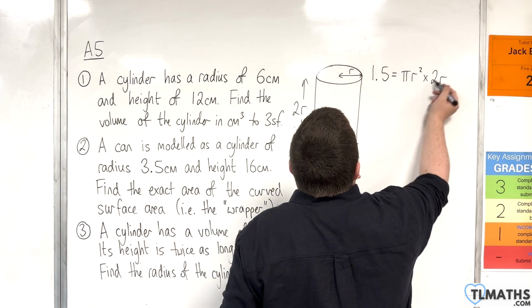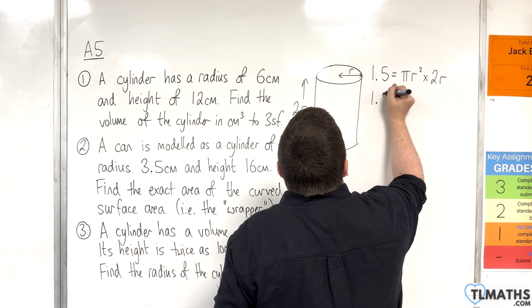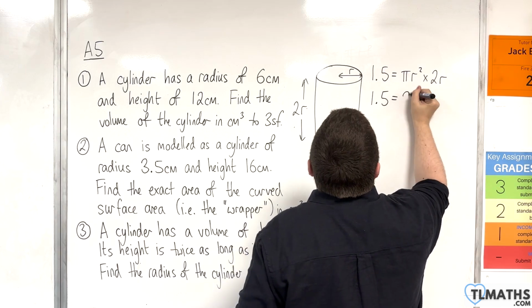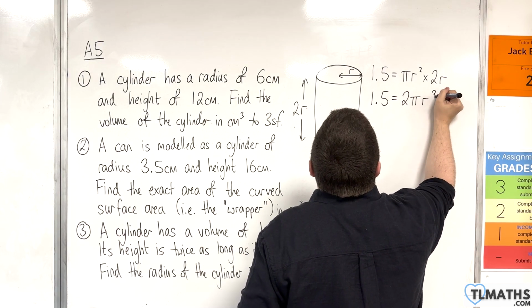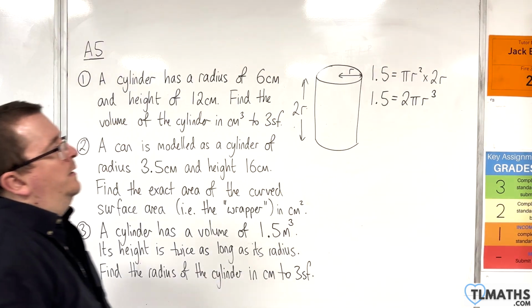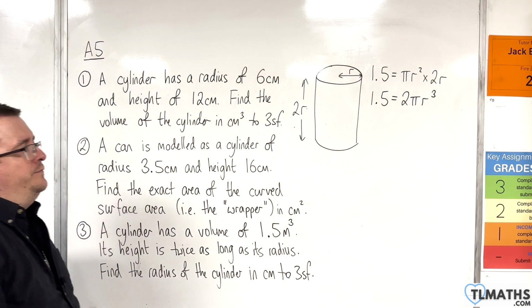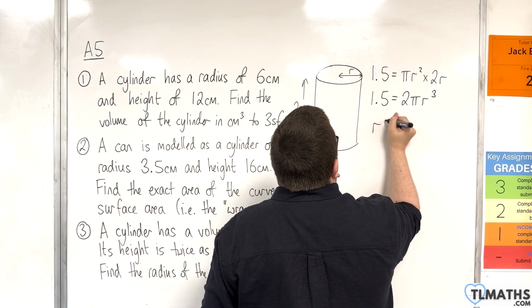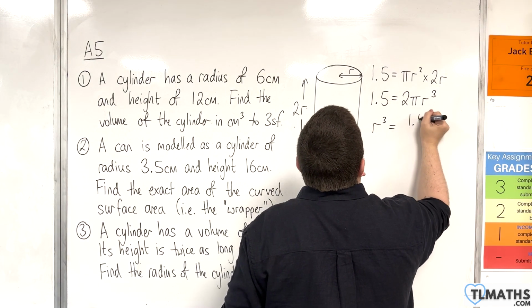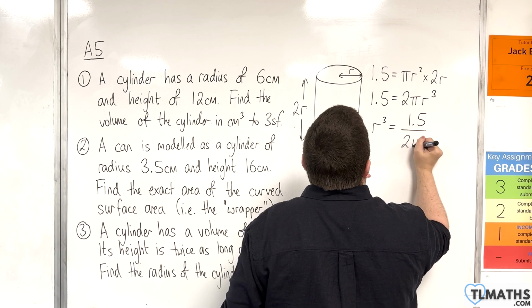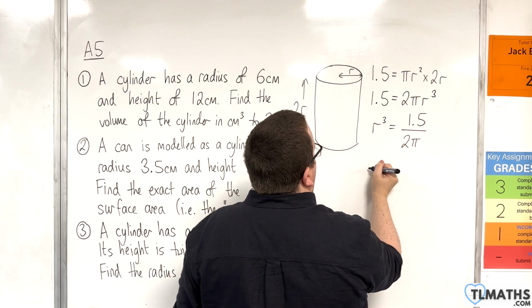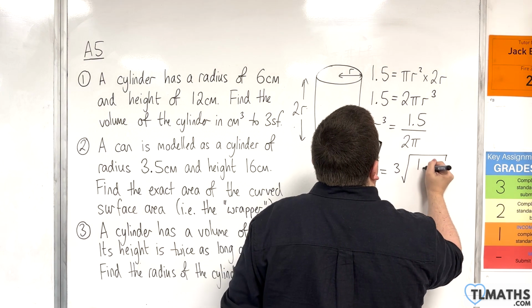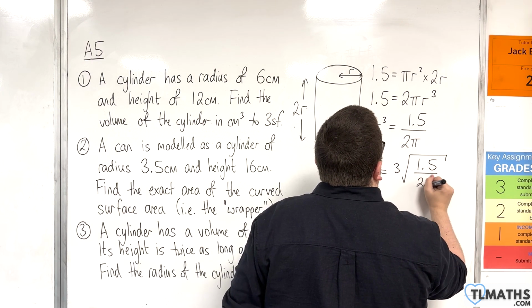So first of all, let's tidy this up a little bit. I'm going to keep the 1.5 as it is on the left-hand side. And I'm going to write that as 2 pi r cubed. So we want to find r. So I need to divide both sides by 2 pi. So r cubed is 1.5 divided by 2 pi. And then to find r, I need to cube root 1.5 divided by 2 pi.